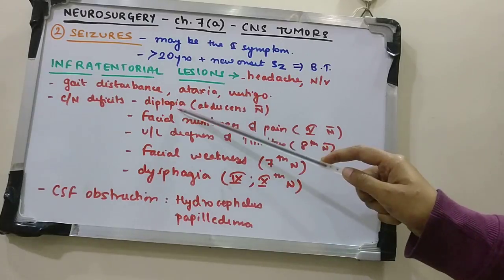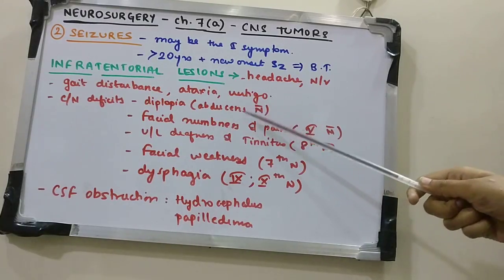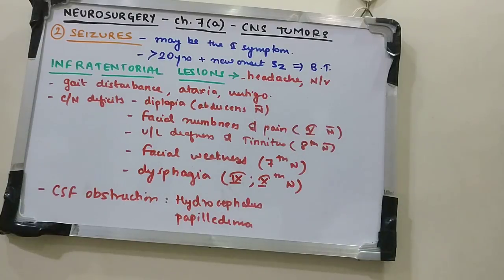If the patient is having diplopia, it is usually the sixth nerve that is affected, that is the abducens nerve. If the patient is having facial numbness and pain, that is, sensory function from the face is affected, so it is the trigeminal nerve which is affected. If there is unilateral hearing deficit and tinnitus, then it is the vestibulocochlear nerve.